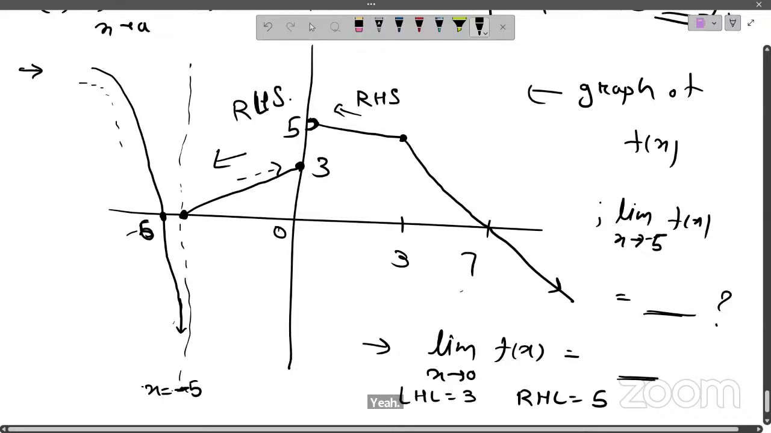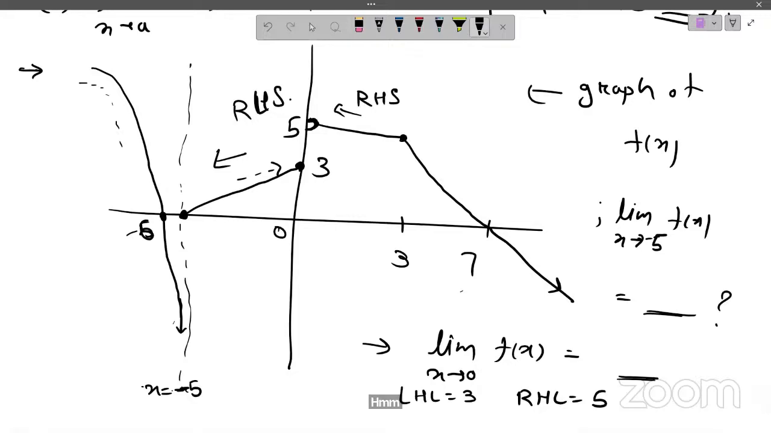Now some people will get confused. Okay, fine. As we approach from the right hand side, the function is equal to 3, but that's not important here. What is important is that as we approach from the right hand side, we go closer and closer to 5, not to 3. So the right hand limit is equal to 5. So the limit as x goes to 0 of f(x) does not exist. Okay, correct, right? Any doubt?